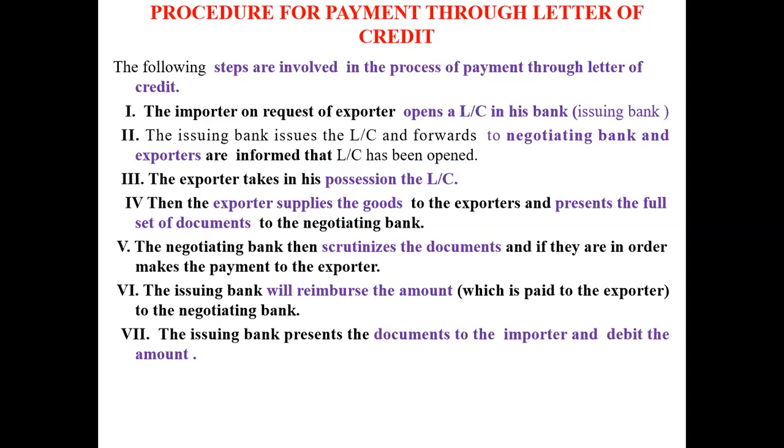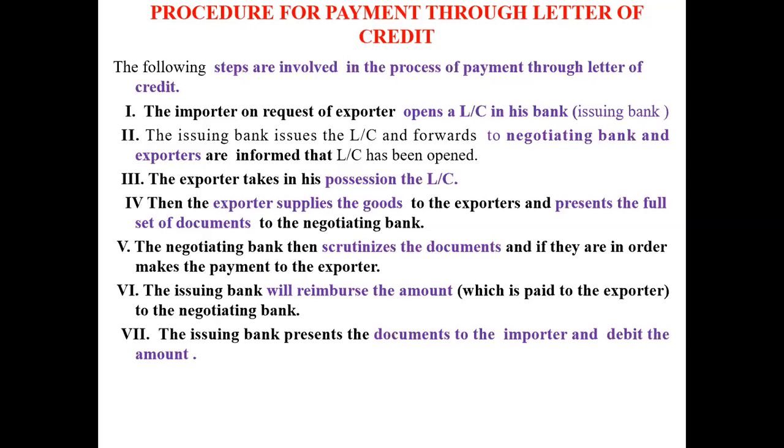Now, what will the exporters do? Exporters will dispatch the goods to the importers, ship the goods to the importers, but he will not send the document of title to the importers. What he will do is send the documents to the negotiating bank, and the negotiating bank will send the documents to the issuing bank.